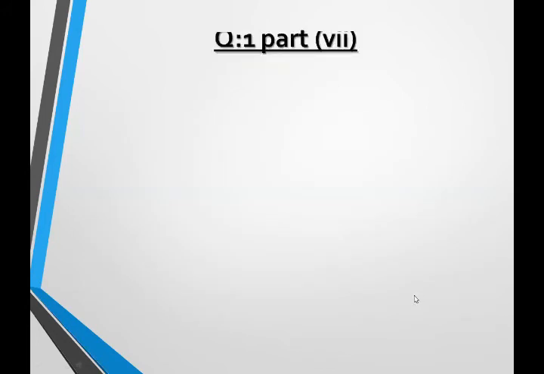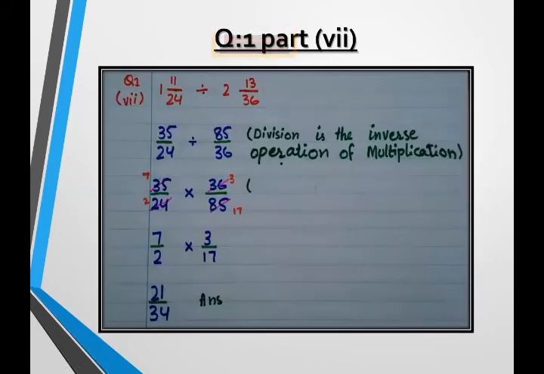This is question number 1, part 7. The question is 1 and 11 over 24 divided by 2 and 13 over 36. Now, check the question. It is in the form of mixed fraction. So, what we have to do in the first step: convert the mixed fraction into common fraction, and then we will start our solution.